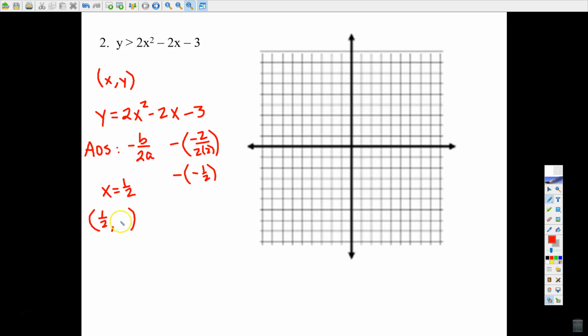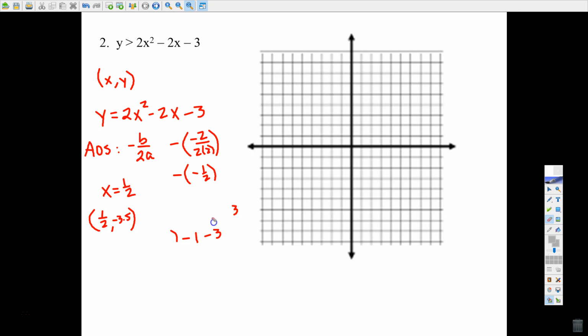We need to find the y coordinate, and we'll do that by plugging 1/2 back into this function: 2 times 1/2 squared minus 2 times 1/2 minus 3. It's 2 times a fourth minus 1 minus 3, 2/4, which is 1/2, minus 1 minus 3. That gives us negative 3.5. I'll erase this to give myself a little room, but I just wanted you to see how we got the vertex.